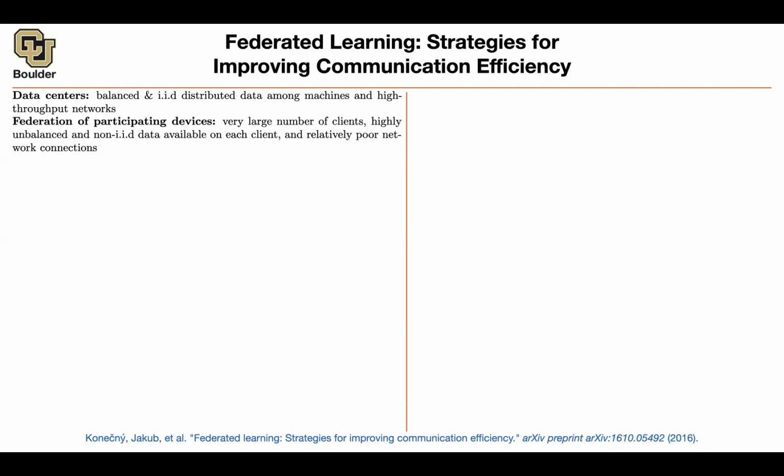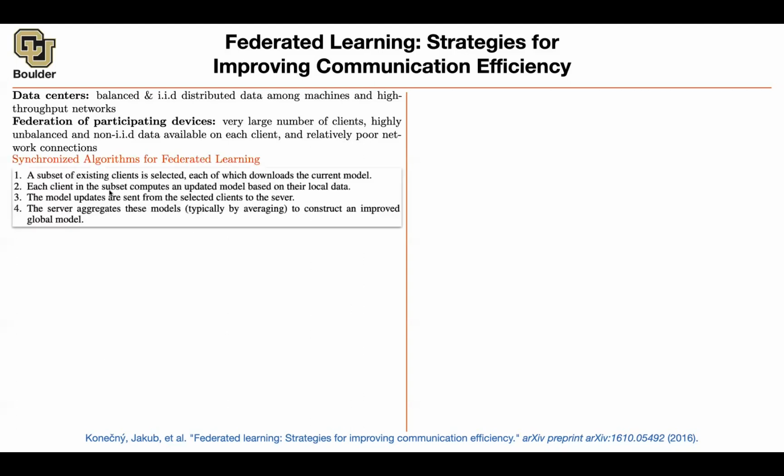And these machines are able to communicate with each other really fast. For federated learning, where you can think of it as a federation of participating devices, you have a very large number of clients, a lot of users. Your data are going to end up being unbalanced. Some users have more data, some users have less data. Your data are going to be non-IID, and you're going to have poor network connections. Sometimes a user's device is totally absent because they are in a location where there is no internet connection, and your devices are always moving. We covered this. This is just a review of federated learning.